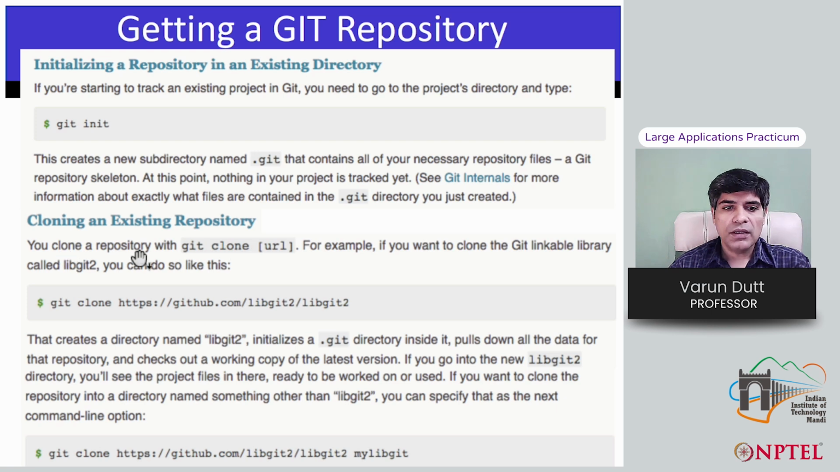And then of course you can run git clone. You can clone a repository, which we have already seen in the last lecture, where you write git clone and the name of the repository, and this will create a directory called libgit2, initialize a .git directory inside it, pull down all the data from that repository, and check out a working copy of the latest version. So if you go into the new libgit2 directory, you can see the project files in there ready to be worked on or used. If you want to clone the repository into a directory named something other than libgit2, you can specify that with the next command line option.